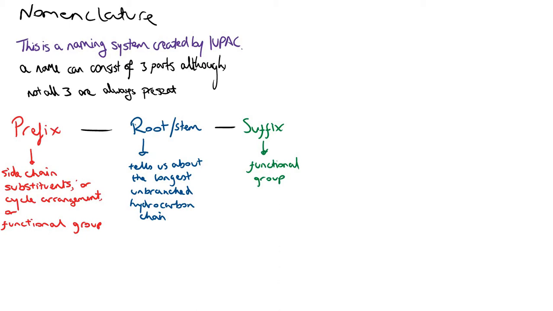A name consists of 3 parts. It's not always 3 parts. We have the main part of the name, which is the root or the stem here. We have a suffix, and sometimes we have a prefix. The root or stem tells us about the longest unbranched hydrocarbon chain. For example, if I was to draw out a hydrocarbon chain like that, there'd be 1, 2, 3, 4, 5. There's 5 carbons in that chain. That's going to be a really, really important part of my molecule.